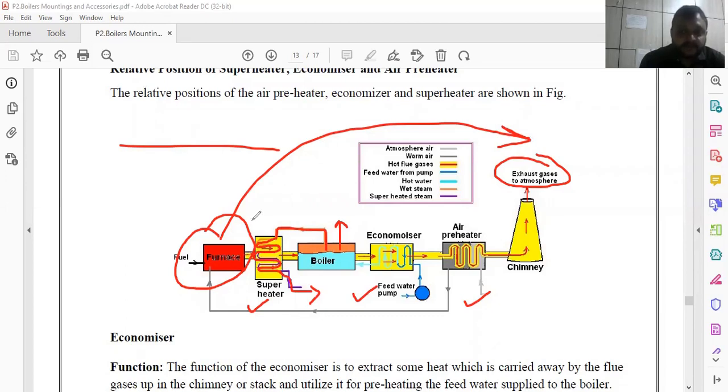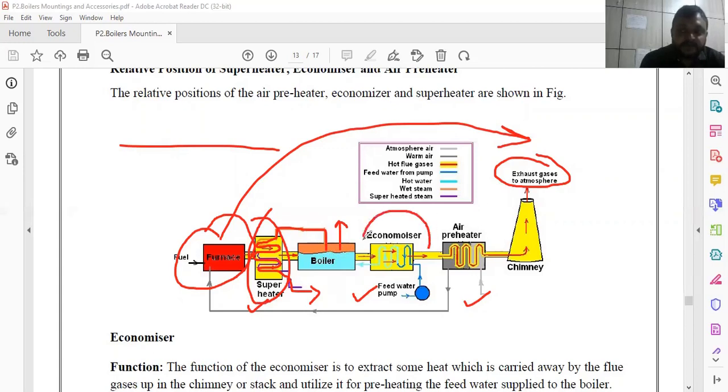So that is the position of the superheater first. We reheat the steam produced inside the boiler, before sending it for the specific application, inside the superheater by means of the heat available in the exhaust gas. Then the same exhaust gases pass towards the chimney through the economizer.